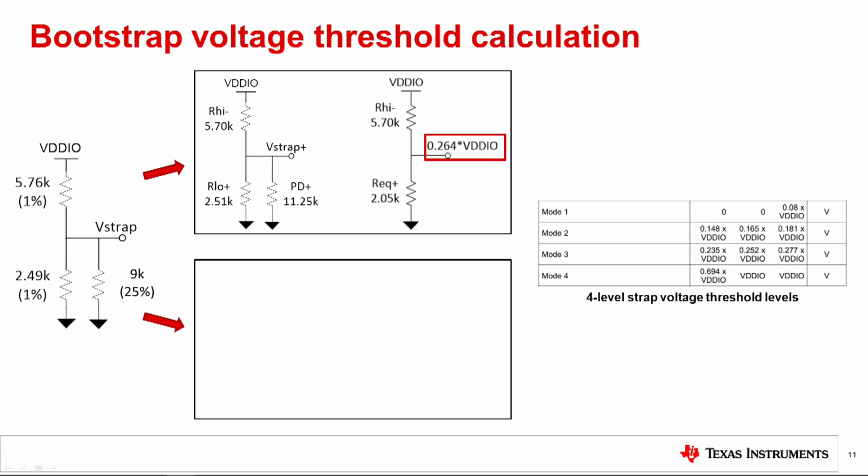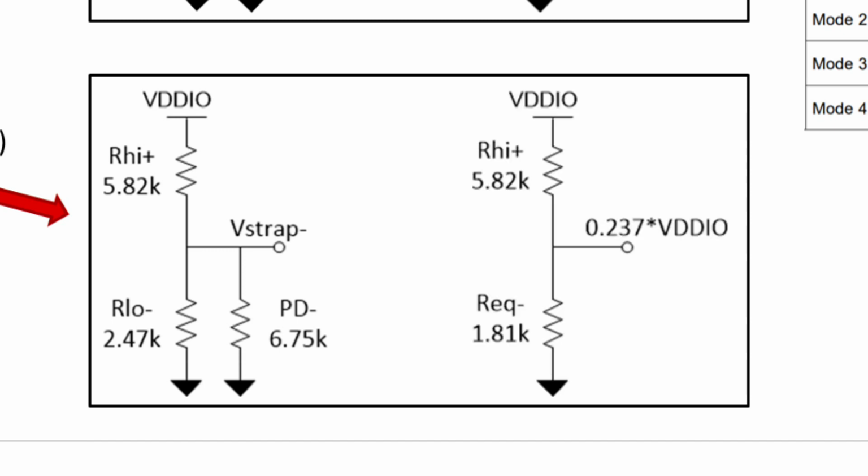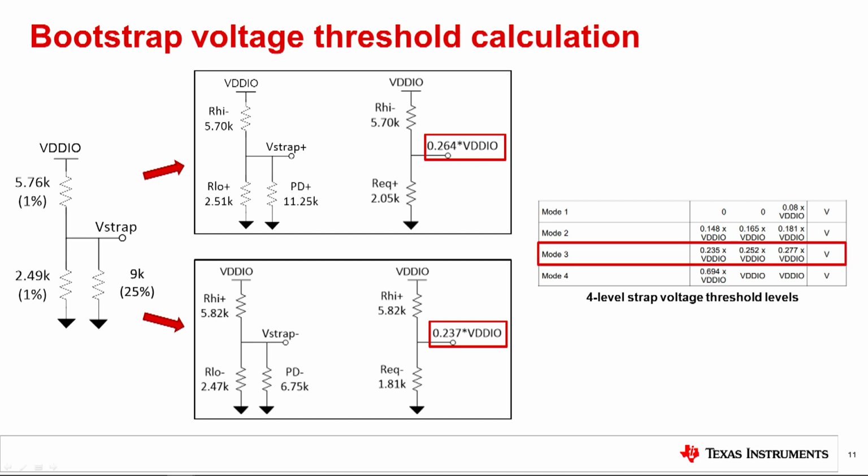The minimum voltage, V-strap minus, occurs when R high is at its highest resistance, R high plus, and R low and PD form the lowest equivalent resistance. R high plus equals 1.01 times 5.76, R low minus equals 0.99 times 2.49, and PD minus equals 0.75 times 9. Again, finding the equivalent circuit and using voltage division, we find that the minimum voltage, V-strap minus, is 0.237 times VDDIO, which is within the range for mode 3.